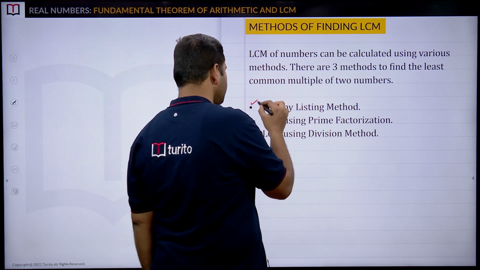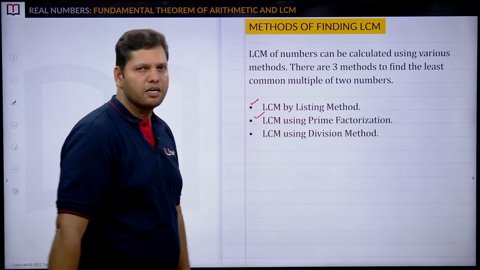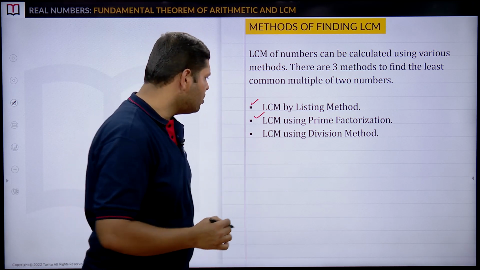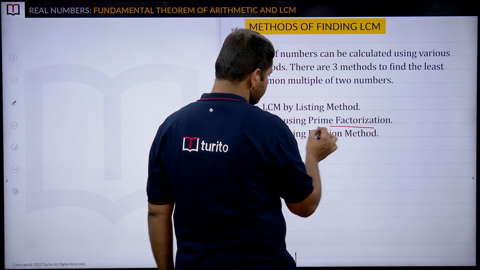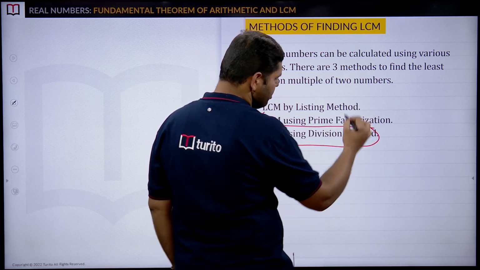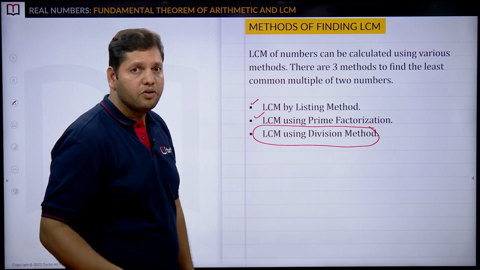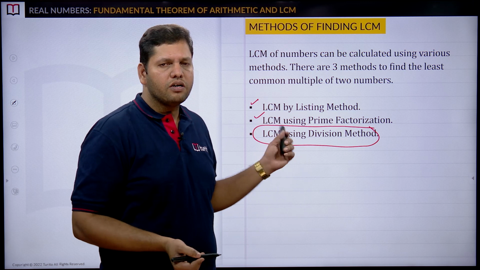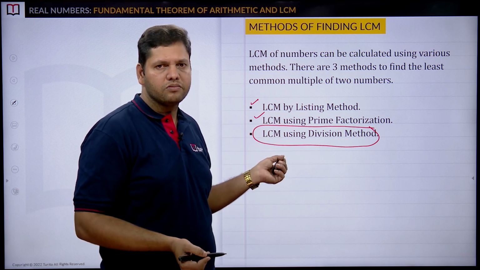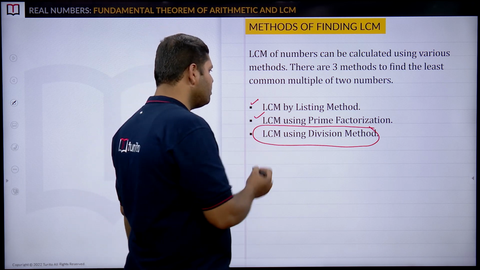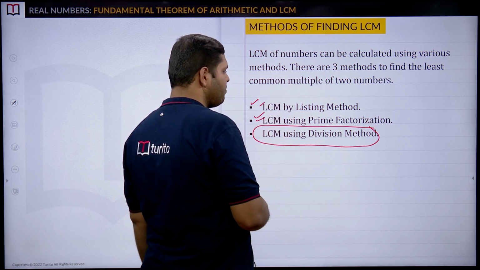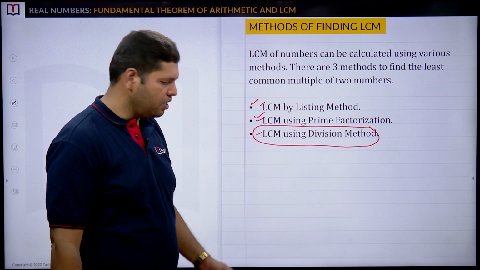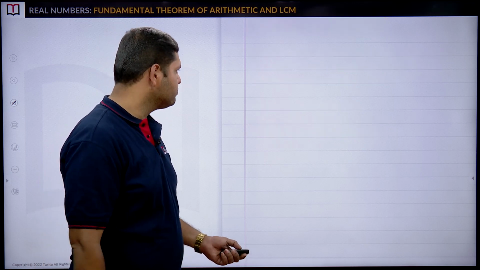Children, the first and second methods are not necessary to remember because you have already learned them in 6th class and 7th class, okay. But you have to follow this method, children, that is LCM by using the division method. Whenever you are finding the LCM, better you go for the last method, because that is the easiest and quickest method. Now children, let's discuss one by one what the listing method, the prime factorization method and the division method are, with examples.